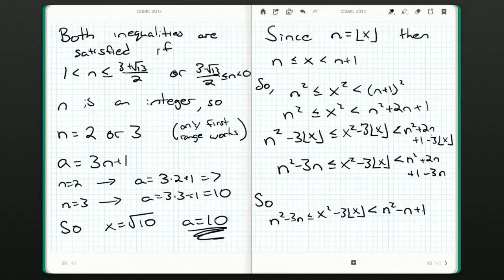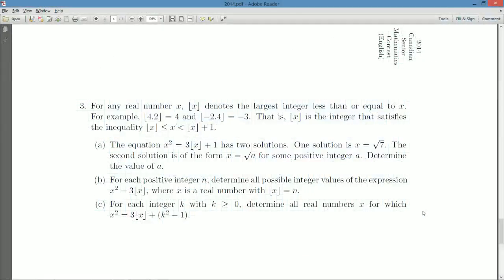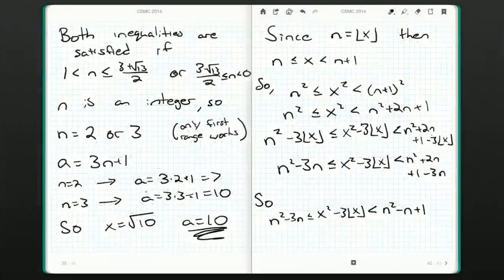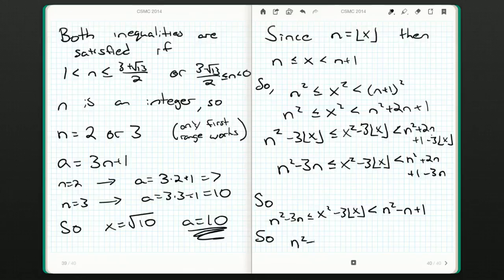And what exactly were we asked for? Were we asked for the values of x that give this range, or what was it? Determine all possible integer values of this expression. Okay. So n squared minus 3n, that's an integer just fine. Now we can't go up to n squared minus n plus 1. But it's already an integer. So if we subtract off 1, we're less than that, and that's going to be the highest integer we can get: n squared minus n.